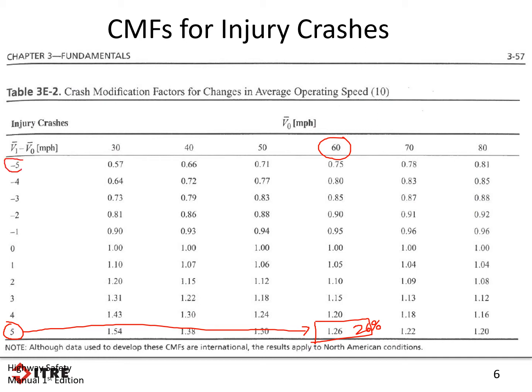On the other end of that spectrum, if we reduce the speeds by 5 miles per hour, we're going to end up with a crash modification factor of 0.75. So we'll multiply our expected crashes, our initial crashes, by 0.75. And that's going to lead to a decrease of 25%. So 1 minus 0.75 gives us a 25% reduction in crashes. So this lines up with the previous research showing that taking an existing road, if you increase the speeds, you're going to expect more crashes. If you decrease the average speeds on that road, you're going to see a decrease in crashes.